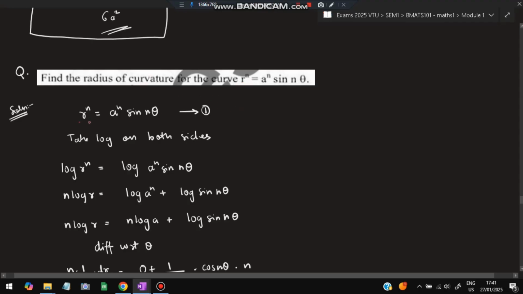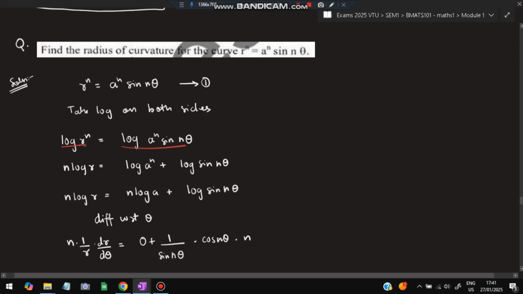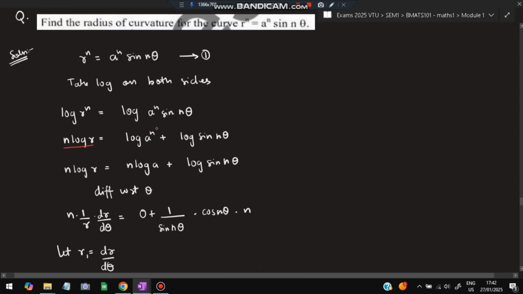So you just have to take the same thing here, r power n equals a power n sin n theta. Take log on both the sides. When you take log on both the sides, you'll be getting log r^n, log a^n sin n theta. After that expand this formula, log x power y. What is log x power y? Log x power y is nothing but y log x. So like that, n log r will write here, and we'll be getting n log a here and log sin n theta.